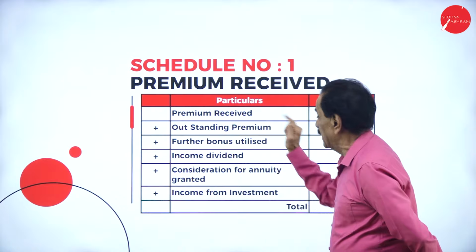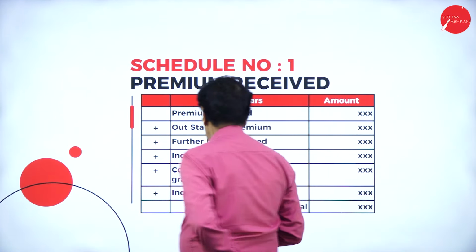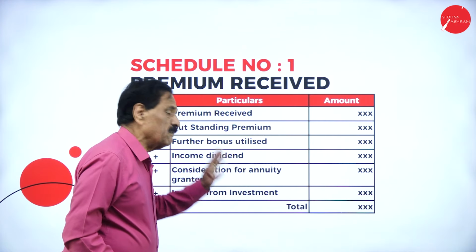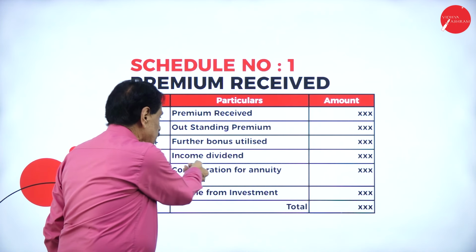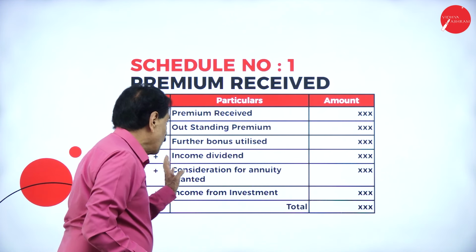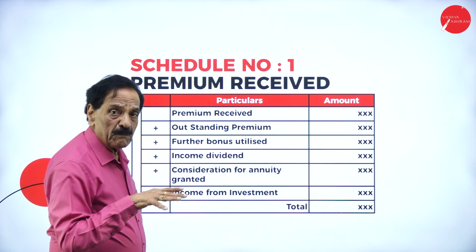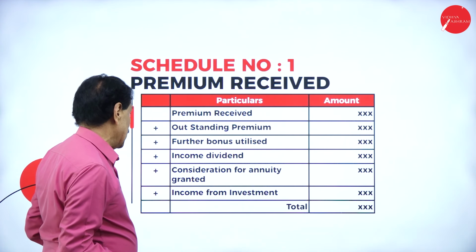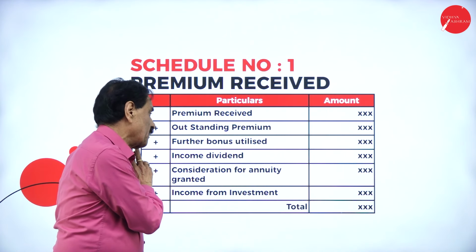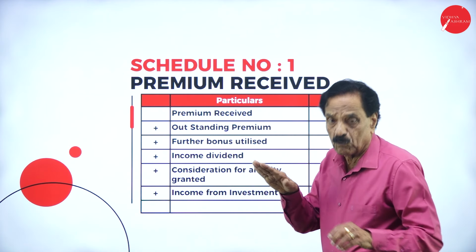Further, bonus utilized in reduction of premium should be added. Income, dividend, consideration for annuities granted, and income from investment should be added. Outstanding premium should be added. Further bonus utilized should be added. Premium, then any income should be added. Consideration for annuities granted and income from investment are income. So this will come under Schedule 1.